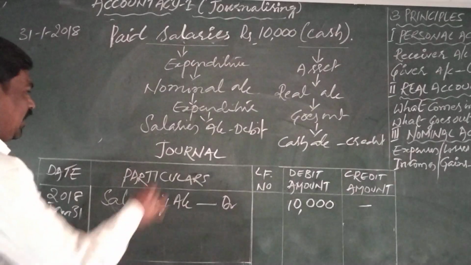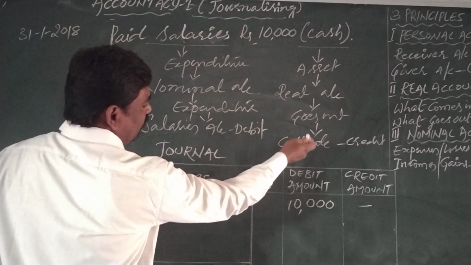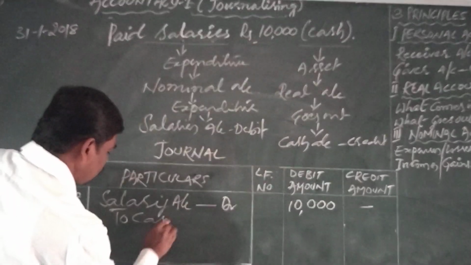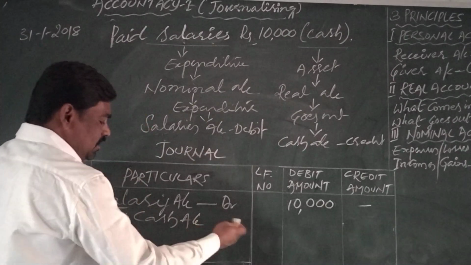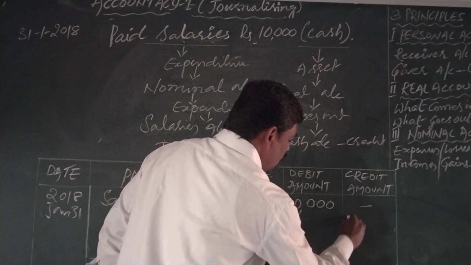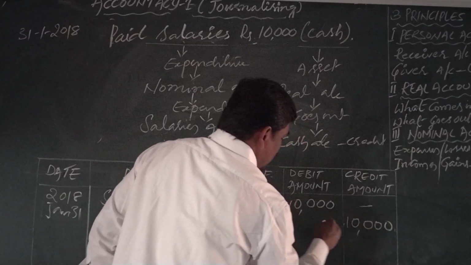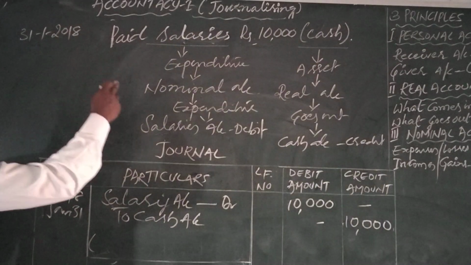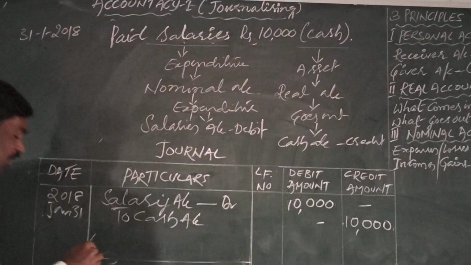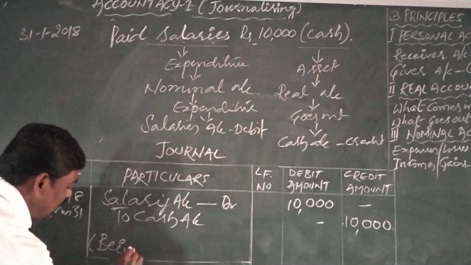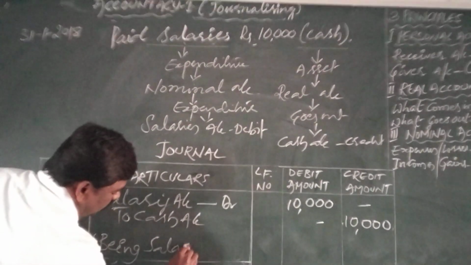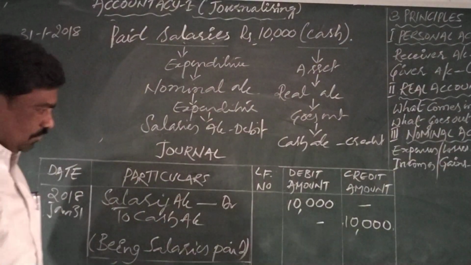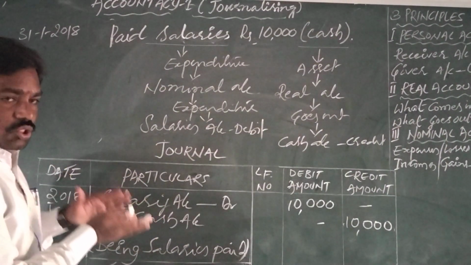Okay. Next, credit account. What is the credit account in this transaction? Yes, cash account is the credit account. Write to cash account. Against this account, in the credit column, you write the amount rupees 10,000. After writing the credit account, write the narration for the given transaction. What is the narration here? Being salaries paid. So we completed the narration, and the entry is also completed.